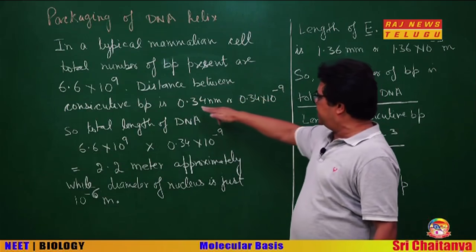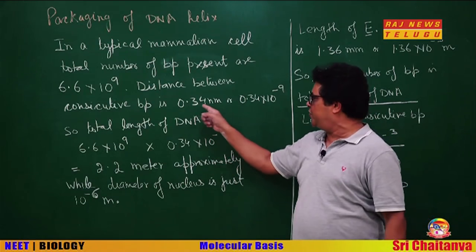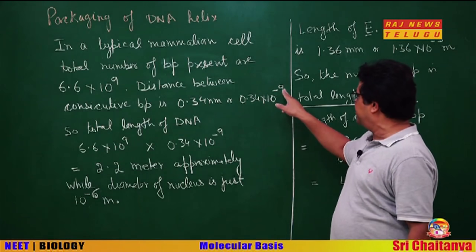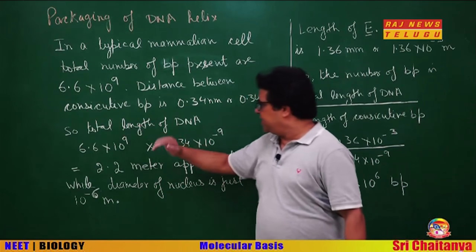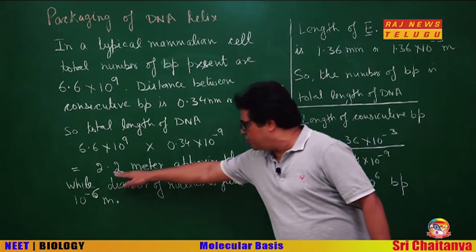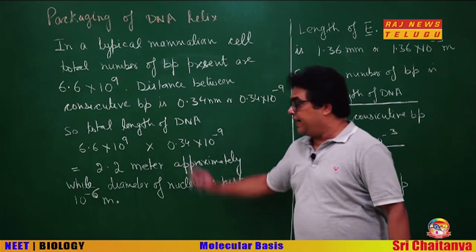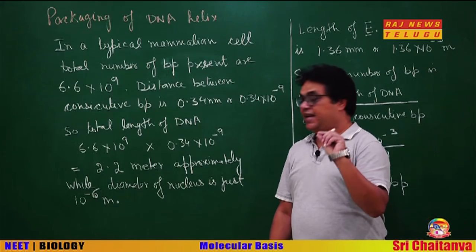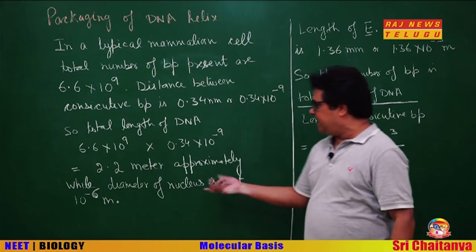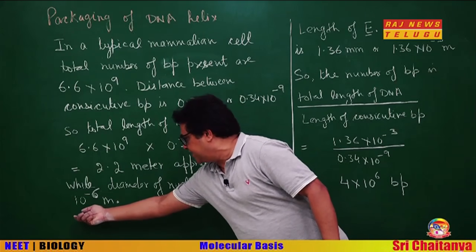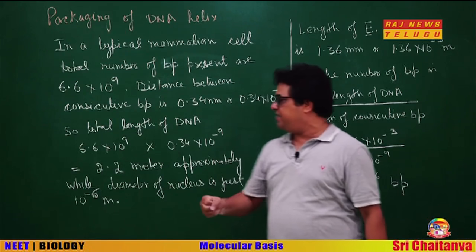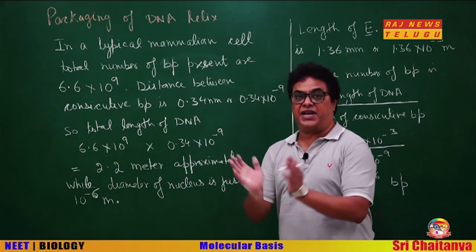You know that the distance between two consecutive base pairs is 0.34 nm, as we have already calculated, or 0.34 × 10^-9 m. It means the total length will be this multiplied by this, and this comes to around 2.2 meters. So in the nucleus of one of our cells, the DNA length is a total of 2.2 meters, while the diameter of that nucleus is just 10^-6 meter, or 1 micron. So in a nucleus of 1 micron diameter, 2.2 meter long DNA is accommodated.